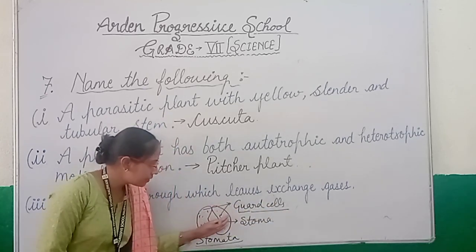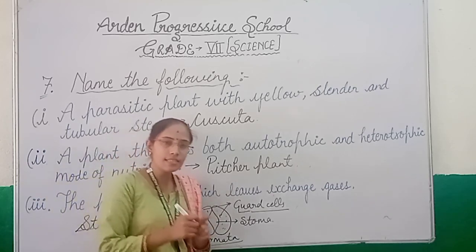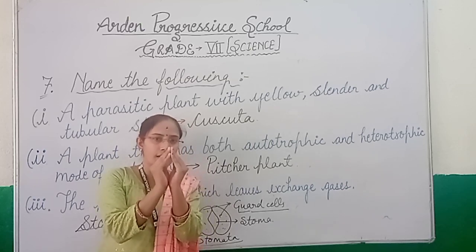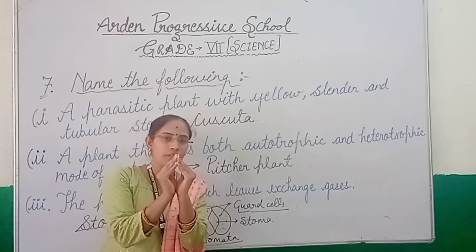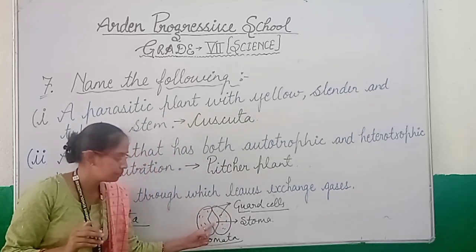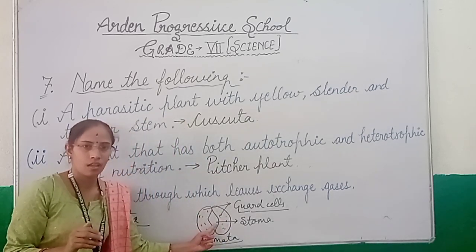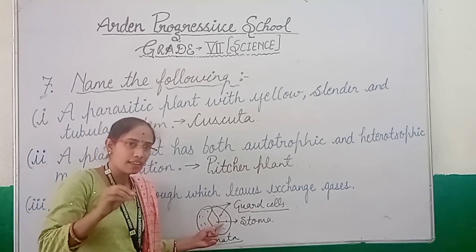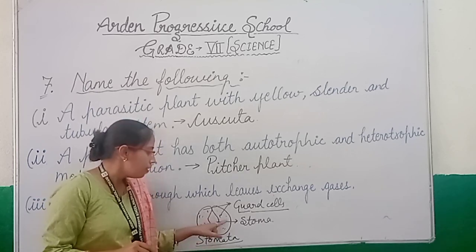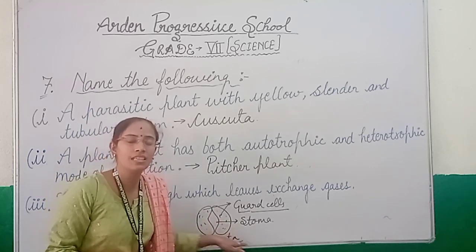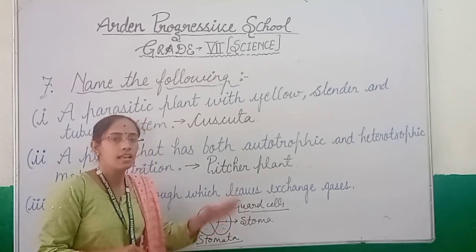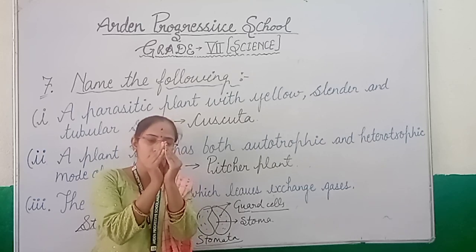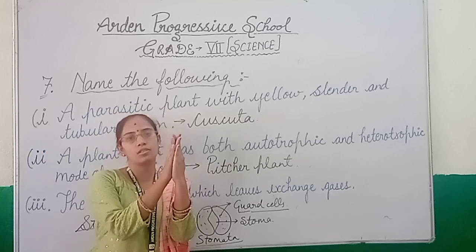When the water enters the guard cell, it becomes turgid, just like this. When the guard cells become turgid, the stoma is open like this. This is the open stomata. Now with the help of this stoma, the carbon dioxide and oxygen exchange, the exchange of gases takes place. And when water is lost from these guard cells, the stomata close. It becomes flaccid like this. When the guard cells lose water, the stoma closes.